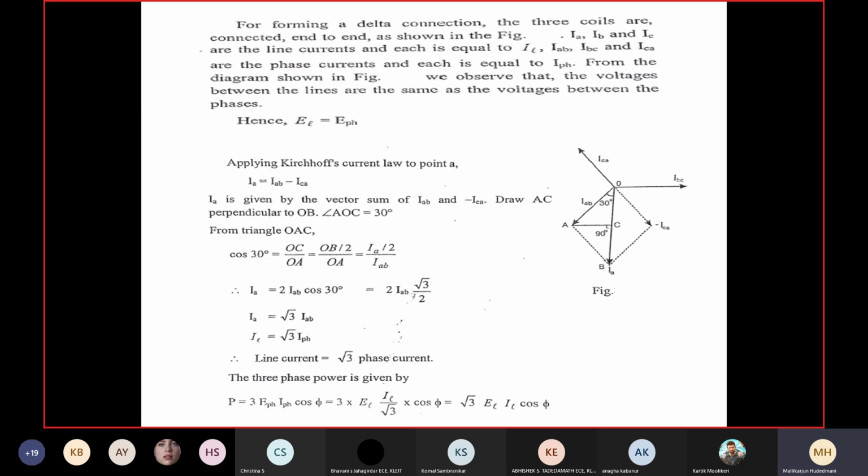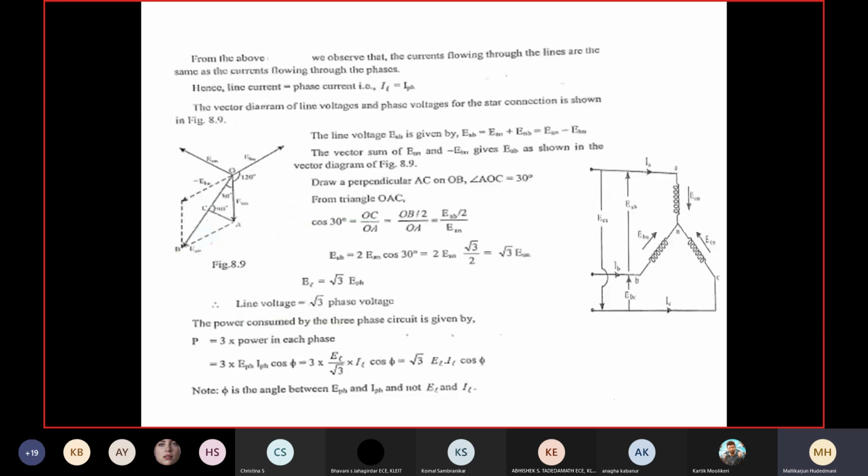Then what about the power in 3-phase delta connection? Yes, power in delta connection is again 3 times the power in any one phase. You can see here 3 into EPH IPH cos phi. Then what are EPH and EL in this delta? Both are the same, so 3 into EL. What is IPH? IPH is IL divided by root 3, and cos phi. If I simplify, it gives me root 3 EL IL cos phi.